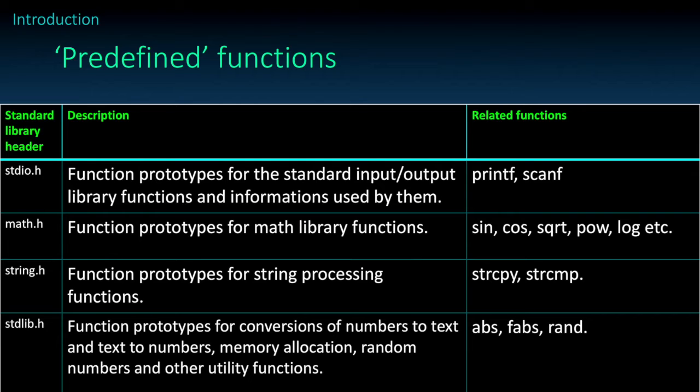We have math.h, which is for math library functions, just like sine, cosine, square root, power, and more. String.h is more like words. It is for string processing functions, strcpy and strcmp, which are for something other than numbers: words, letters, or anything. STDLIB is for conversions of numbers to text and text to numbers, memory allocation, random numbers, and other utility functions. Some of the functions are abs, fabs, and rand.